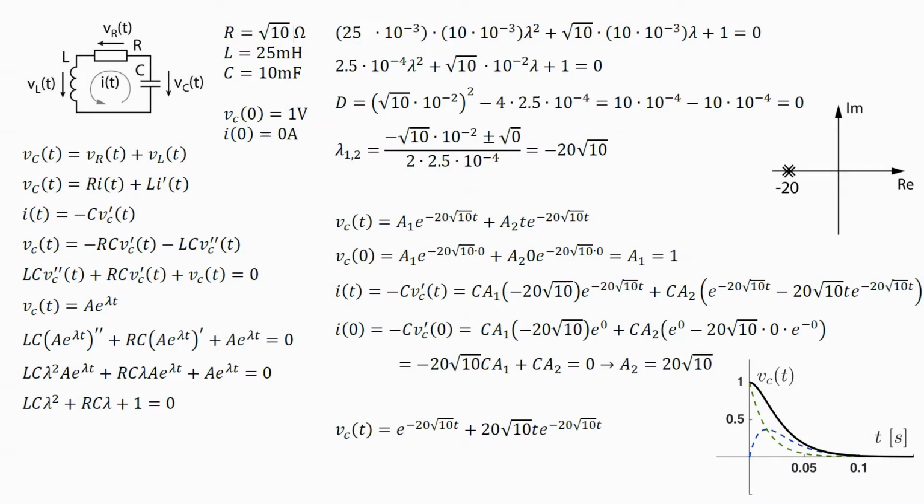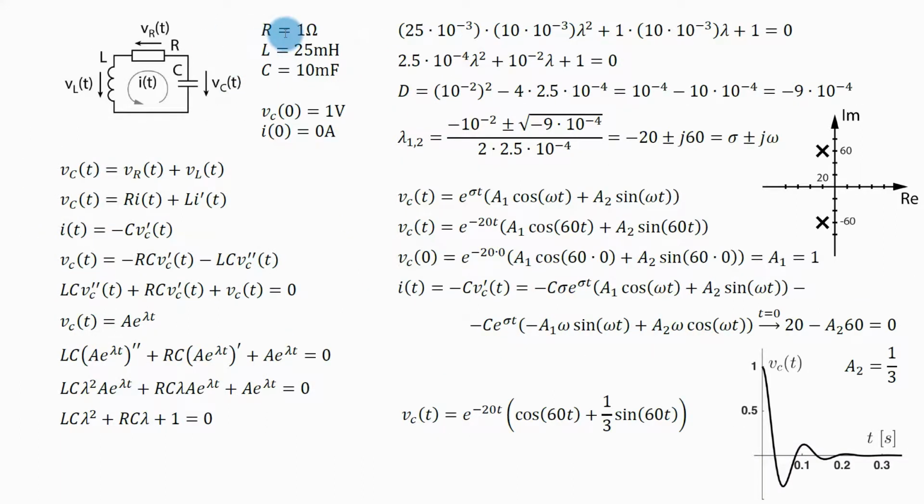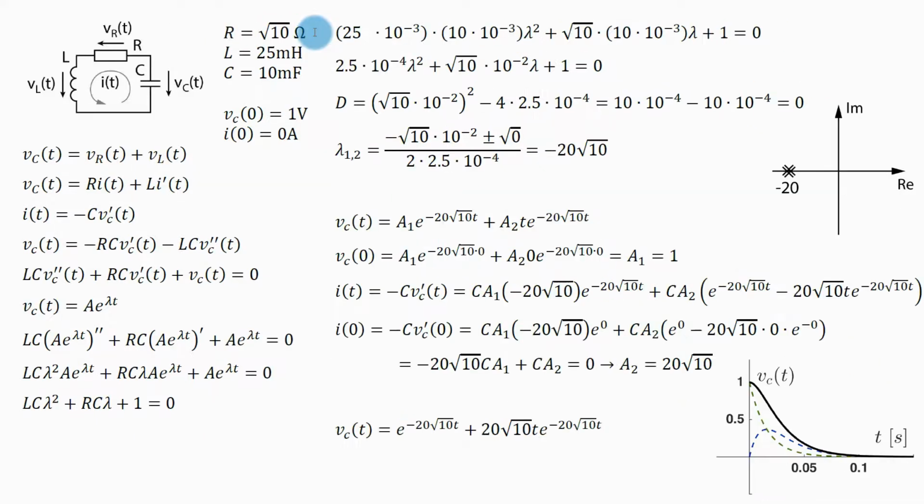On this slide, I have a small variation of the circuit from the previous slide. Everything is the same, the circuit is actually the same. The only thing that I have changed is the value of resistance. On the previous slide, I had the resistance of 1 ohm. Now my resistance is square root of 10 ohms. The circuit is the same, so this derivation is the same. I will not go over it again.